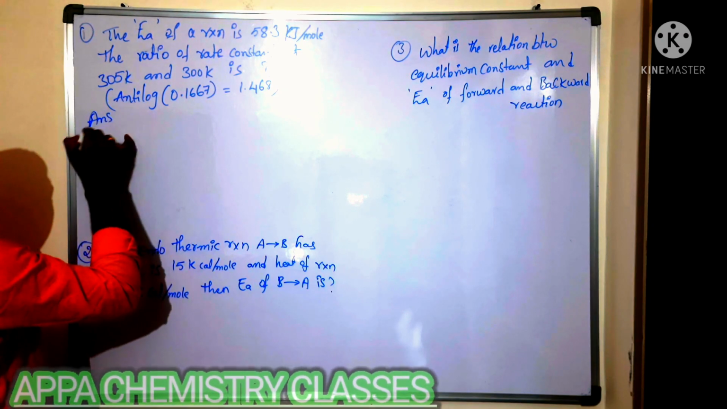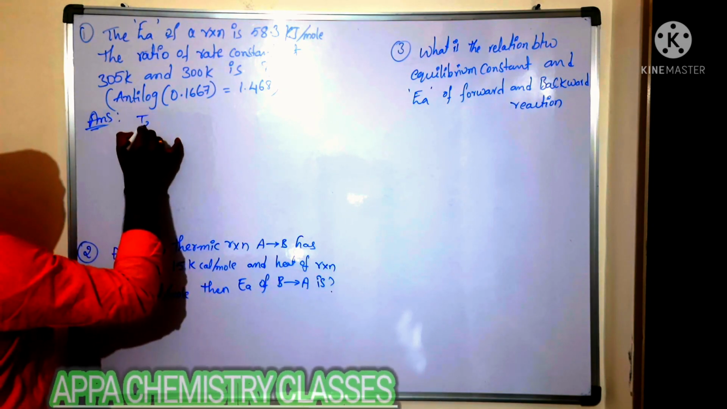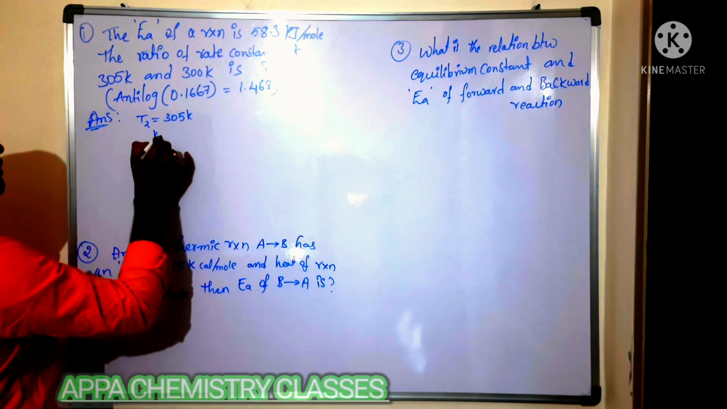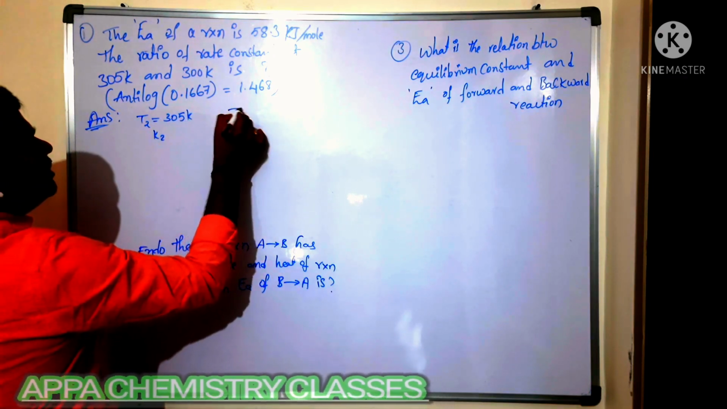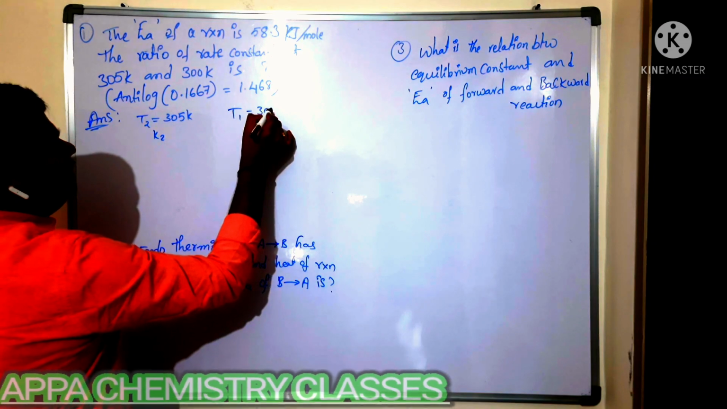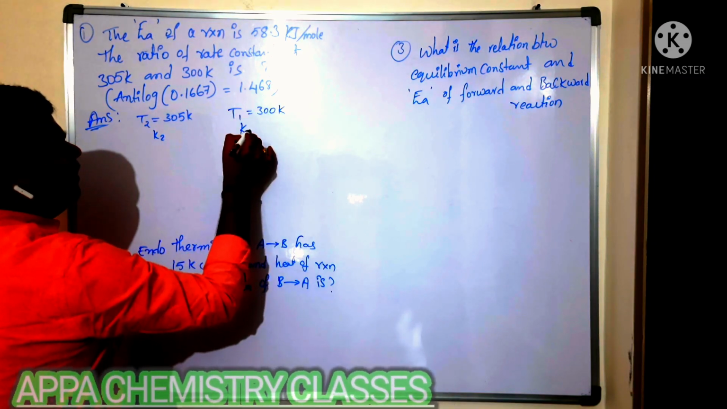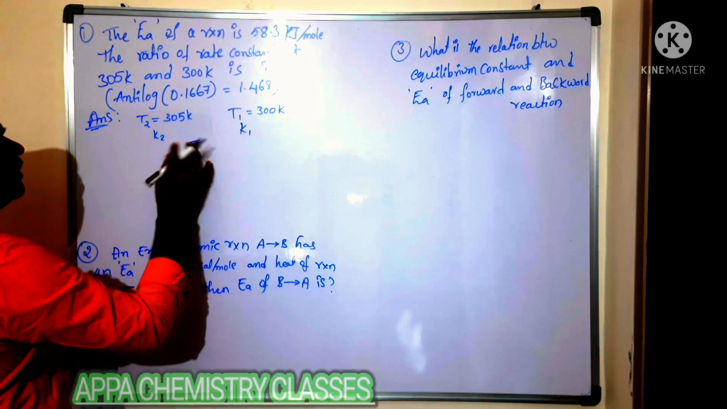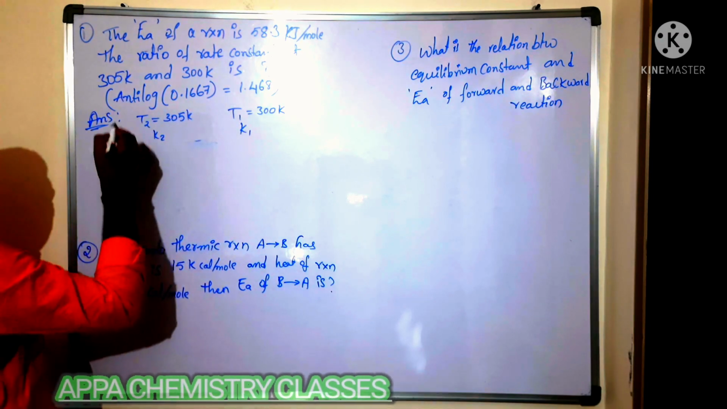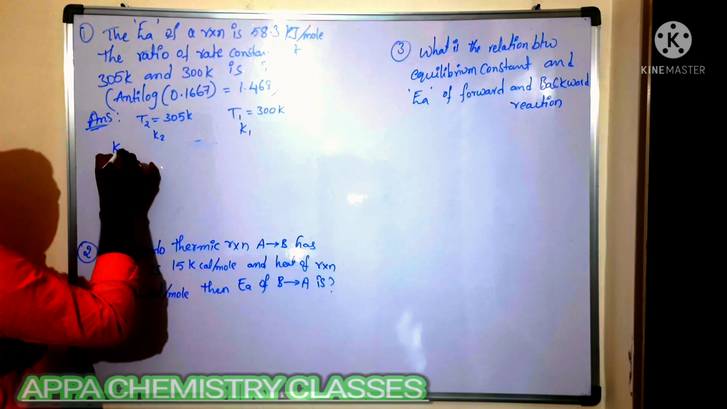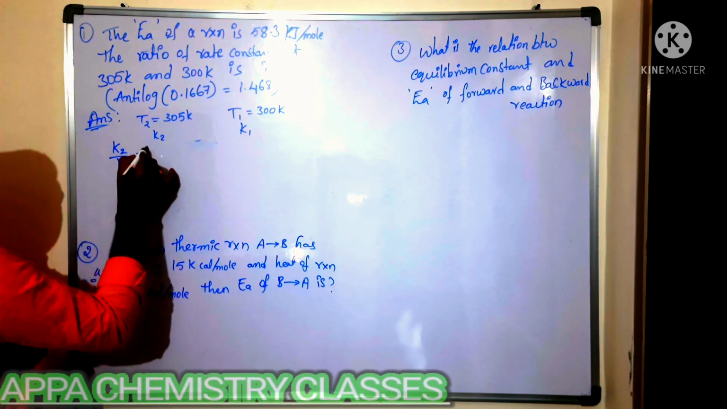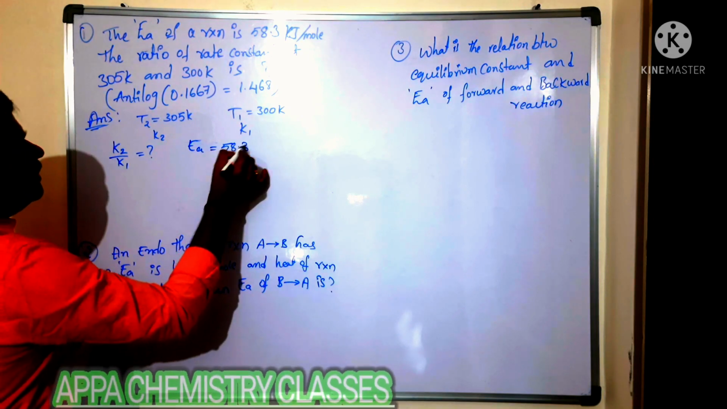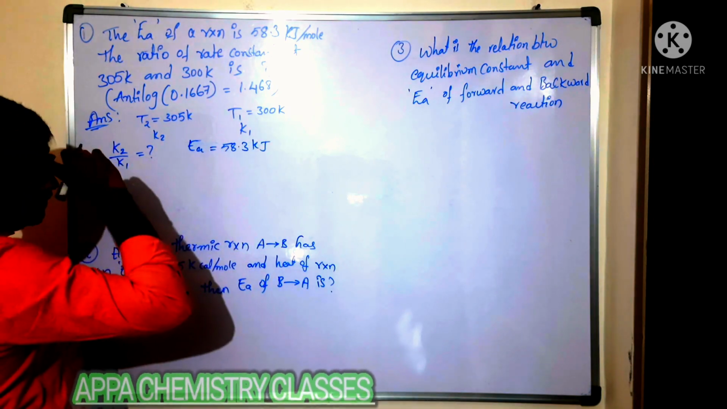So here the rate constant at 305 Kelvin is K2, and the rate constant at T1 is K1. T2 will always be the higher temperature than T1, that is T2 is greater than T1, for that reason we have taken it so. So they are asking the ratio of K2 to K1, and they have given the activation energy 58.3 kilojoules per mole.